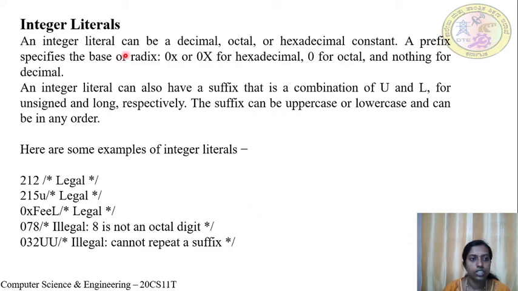Next we move on to integer literals. An integer literal can be a decimal, octal or hexadecimal constant. A prefix specifies the base or the radix: 0x or 0X for hexadecimal, 0 for octal, and nothing for decimal. Hexadecimal can be written with lowercase or uppercase 0x, octal is written with 0, and a decimal integer literal does not have any notation.